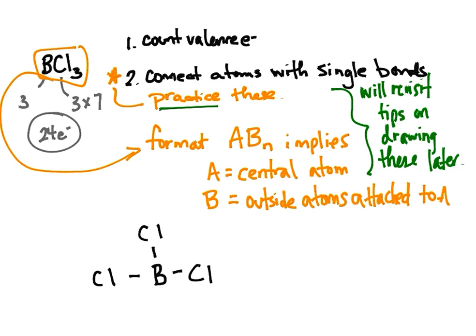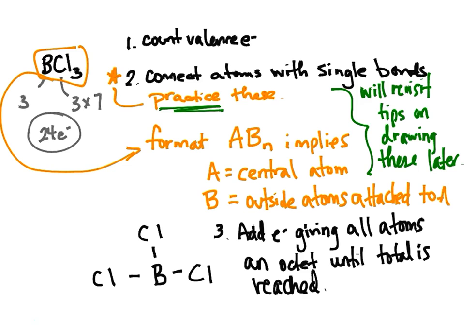So there are some general rules, some trends, that will help you draw these molecules. Now, step 3 on our list of steps to finish our structure. 1, count the valence electrons and add them all up. 2, connect the atoms with single bonds like we did here. Number 3, add electrons giving all atoms an octet until the total is reached, which is 24. So we're going to start adding electrons to chlorine. First, the 3 bonds we drew add up to 6: 2, 4, 6, 2 for each single bond.